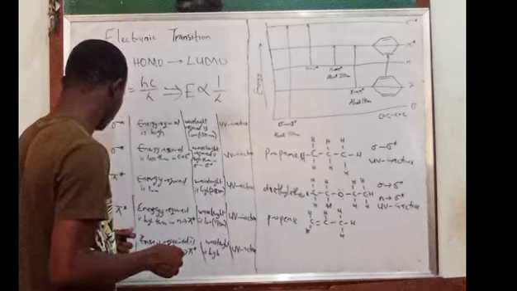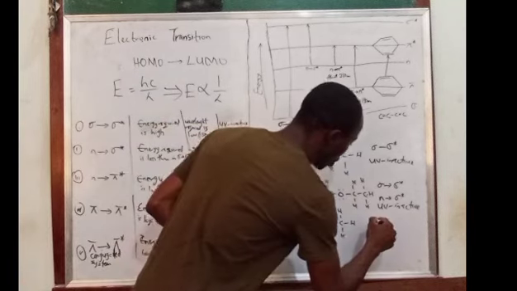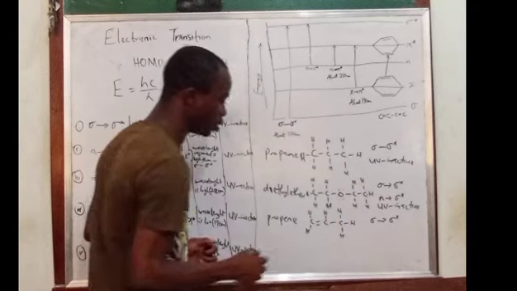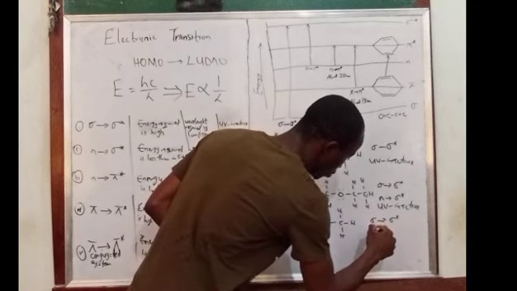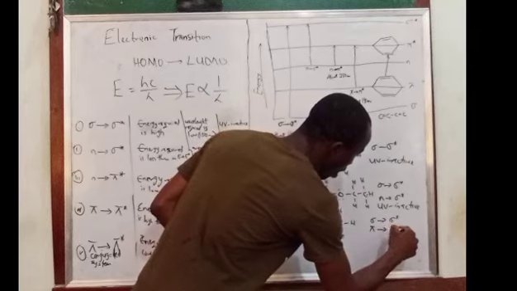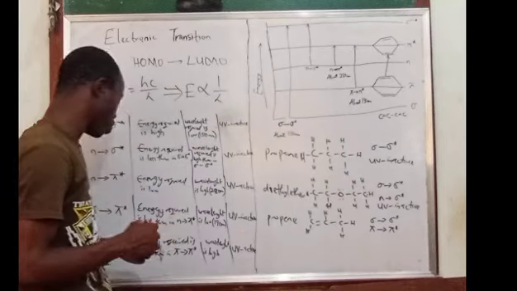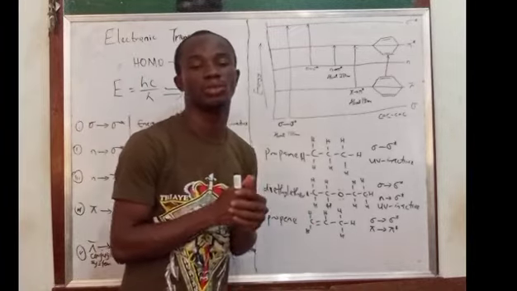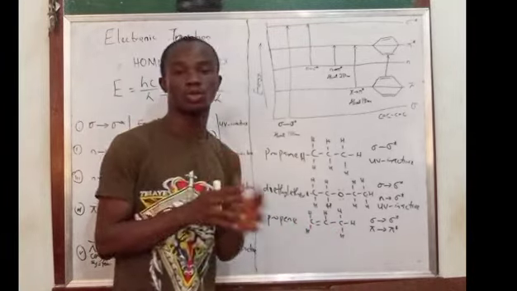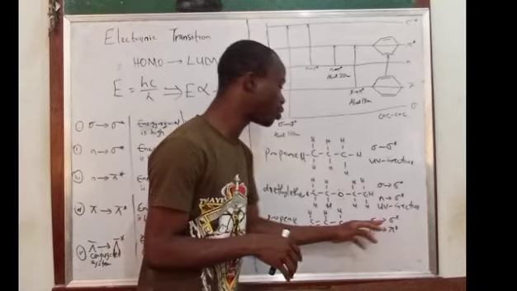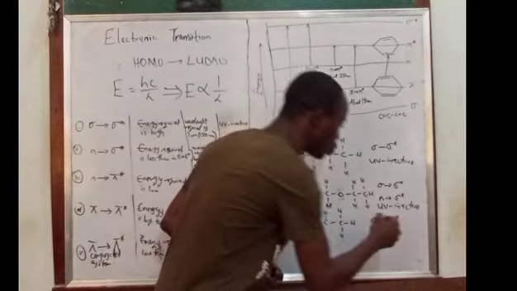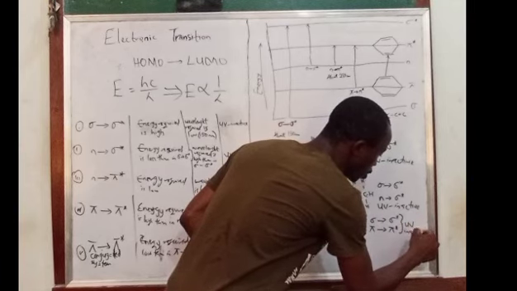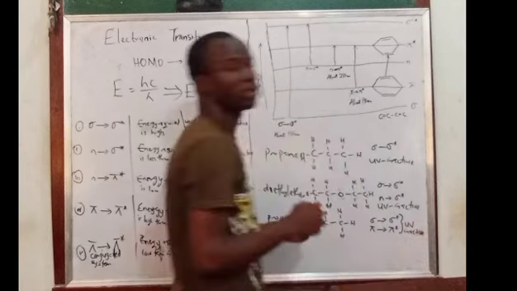We can have sigma to sigma antibonding. We can also have pi to pi antibonding. I think those are the major two that we have. But we can't have the last type of transition, because that one has to do with conjugation, and in this system, there is no conjugation. So these two electron transitions that we have in this compound are also UV inactive. That means the compound itself will also be UV inactive.